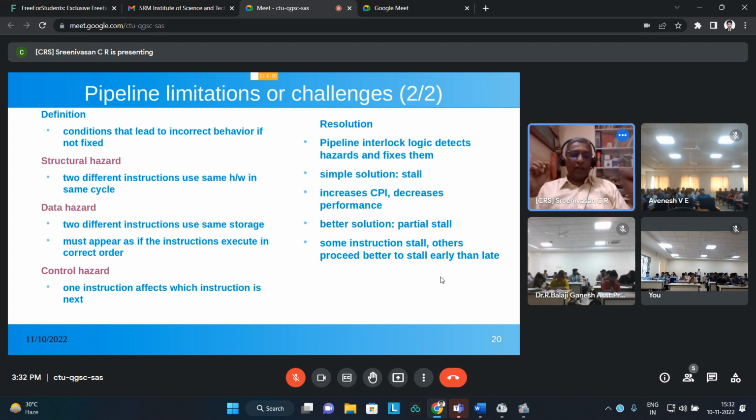And control hazard is the one which affects the next instruction. Let's say you are doing a project on one computer and you have not yet completed, but the other batch of students are ready to come in. So either you have to abruptly stop, or you have to leave the computer to the others, right? So these are day-to-day examples.